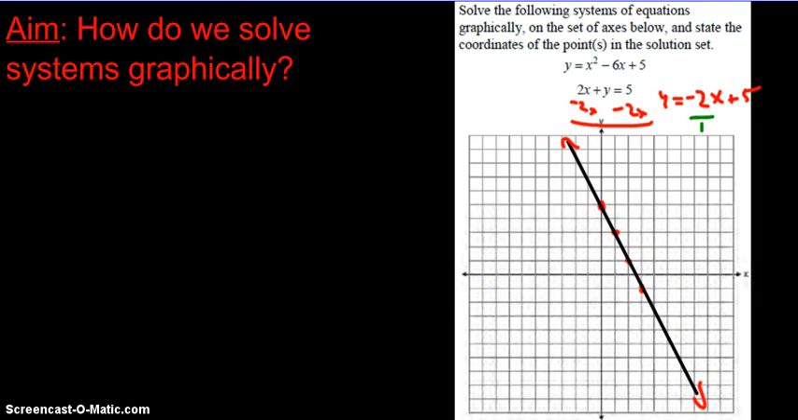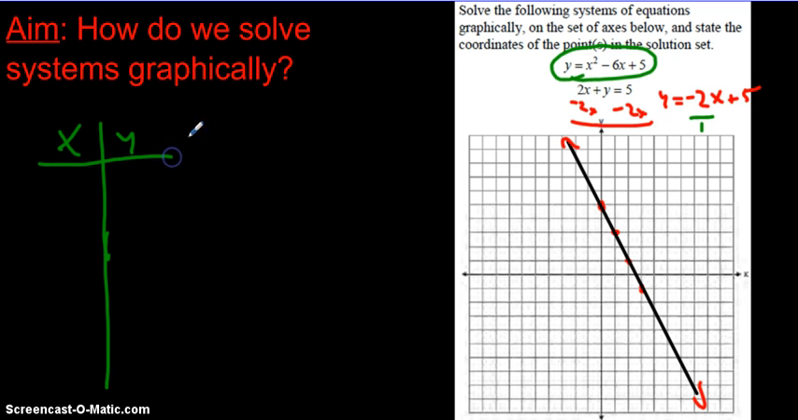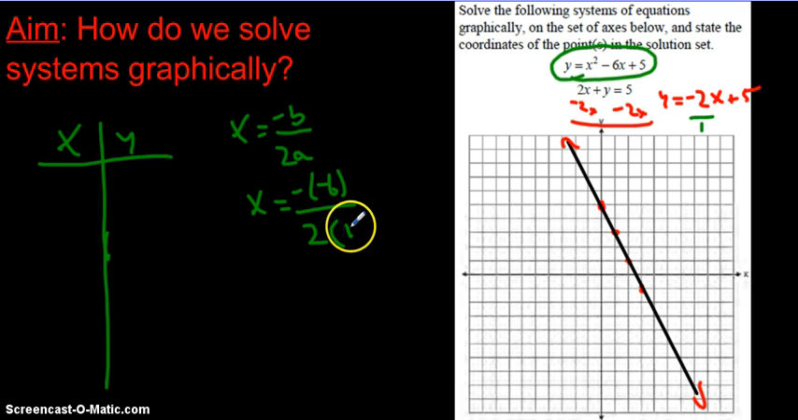And now the parabola, which we'll do in blue. Actually, we'll do the parabola in green. So this in green. For this we make a table, x, y. We need to know what the axis of symmetry is. So x is equal to minus b over 2a. So we have x is equal to minus negative 6 over 2 times 1. And that's because a is 1.